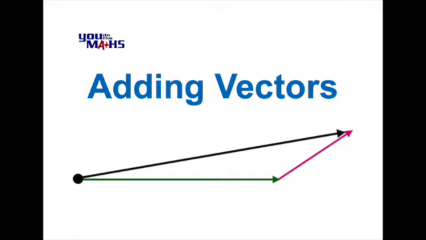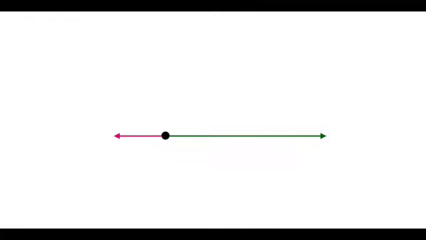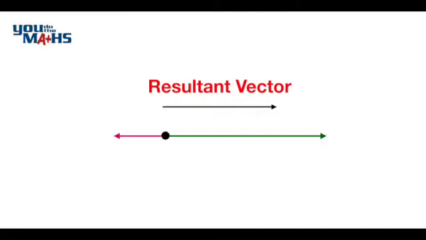In our video on adding vectors, we'll start off with a simple case first up. If we've got two vectors, one in pink moving to the left and a green one moving to the right, which has got a greater magnitude as we can see here, you'd expect the resultant to be a vector moving towards the right-hand side. But this is a simple case.